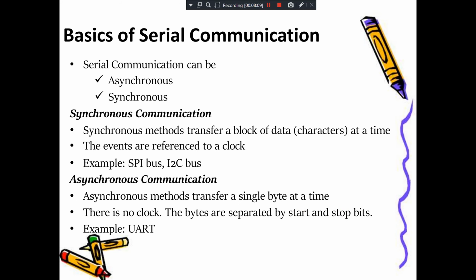Next, basics of serial communication. Here we have two types of serial communication. One is synchronous, another is asynchronous. In the synchronous method, a block of data, which is a number of characters, is transferred at a time. The events are referenced to the clock. Examples are the PCI bus and I2C bus. In asynchronous communication, the method transfers a single byte at a time. There is no clock. The bytes are separated by a start bit and a stop bit. An example is the Universal Asynchronous Receiver Transmitter. This is the difference between asynchronous and synchronous communication.